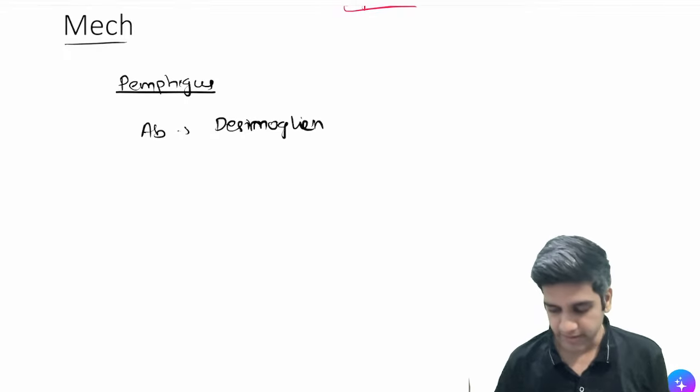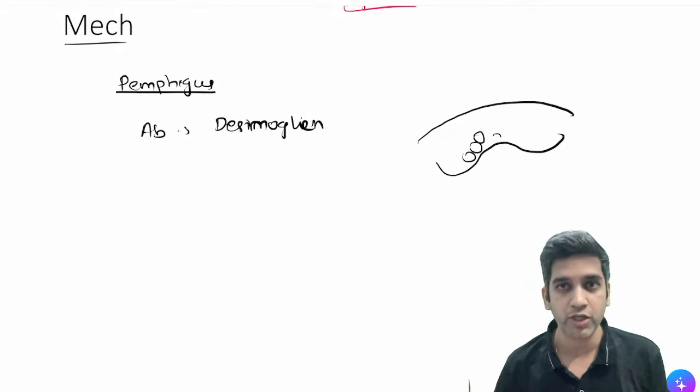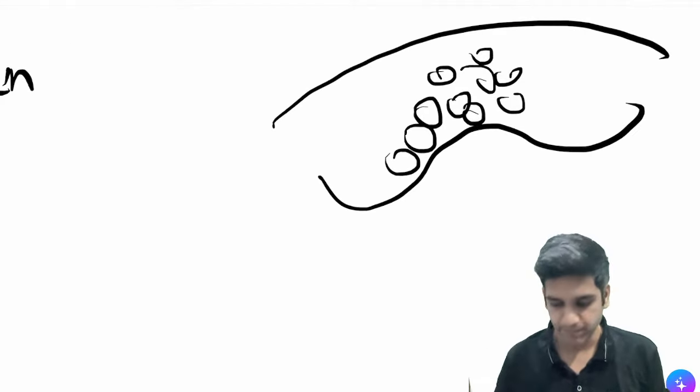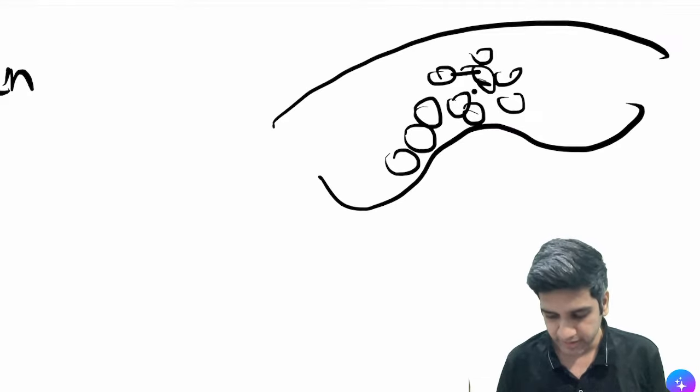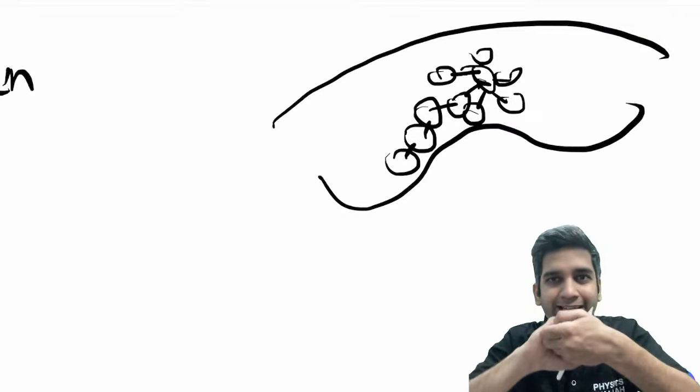Now, what happens in normal skin? You must have seen normal skin in your histology, right? Lots and lots of cells like this. So all these receptors, the Desmoglein, everything, are cell adhesion molecules. They adhere to each cell. That's their job, so that all of them are coherent like a single unit.